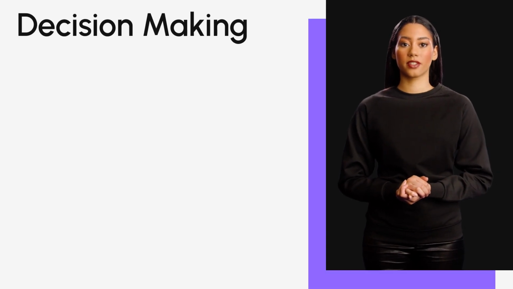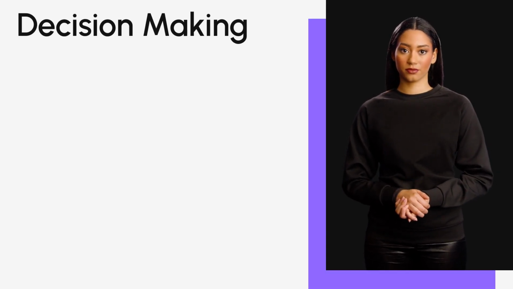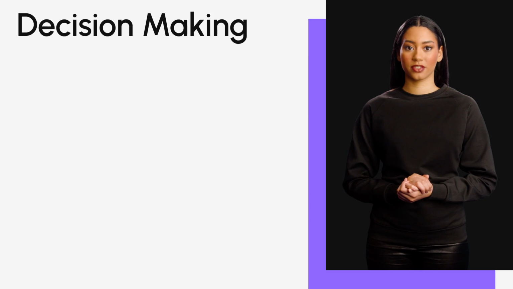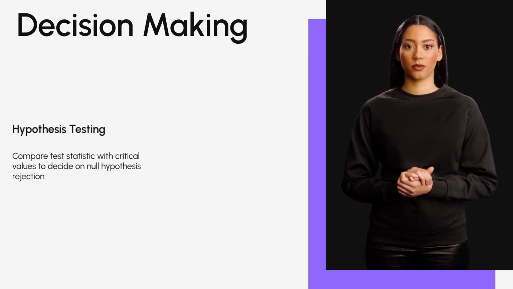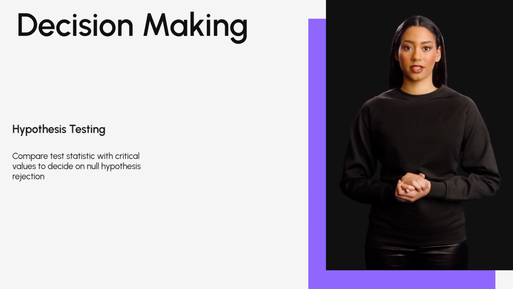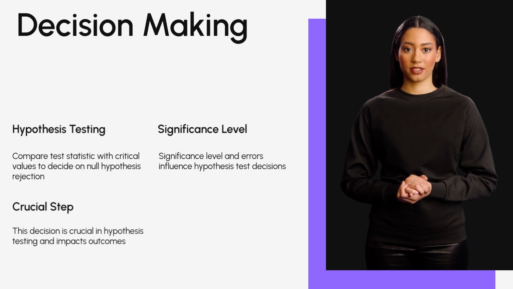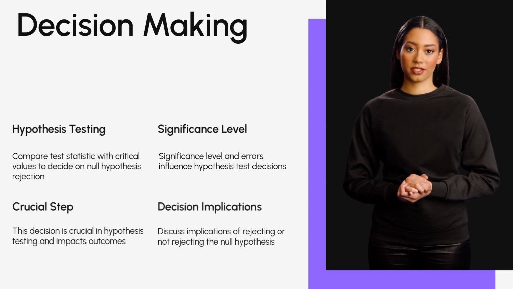Based on the comparison of the observed test statistic with critical values or p-values, a decision is made. Researchers either reject the null hypothesis or fail to reject it. This decision considers the significance level and potential errors. It is a crucial step in hypothesis testing. Let's discuss the implications of this decision.